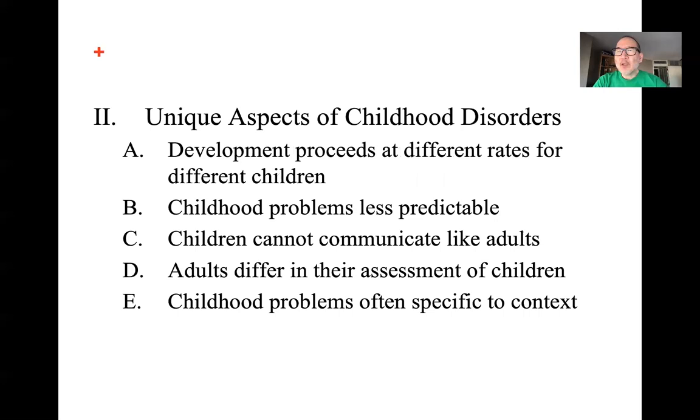What are some unique aspects of childhood disorders? Some of which we kind of just touched on. First of all, development proceeds at different rates for different children. And when we're talking development, we're talking broadly, right? So social development, intellectual development, emotional development. So for different children, the rate of being able to identify feelings, talk about feelings, problem solve, and communicate with others about feelings will differ as a function of a number of things.